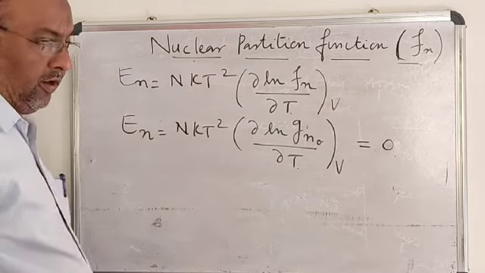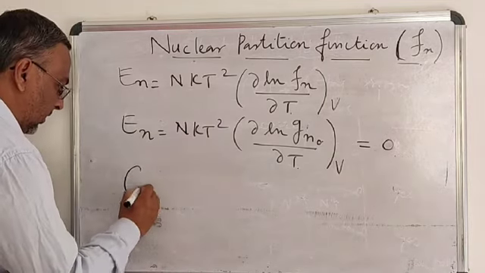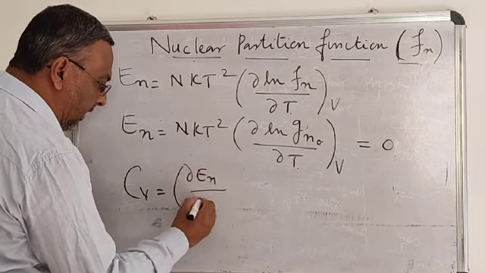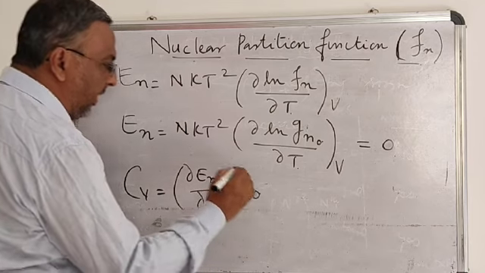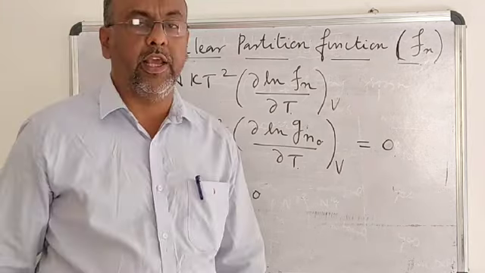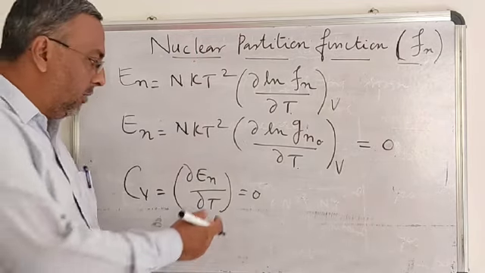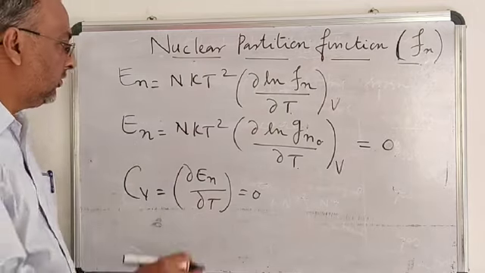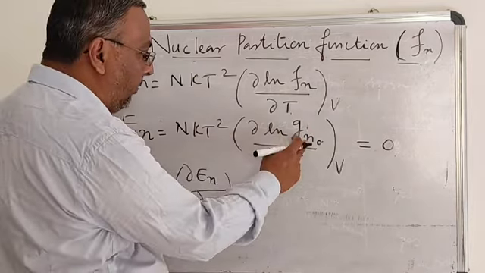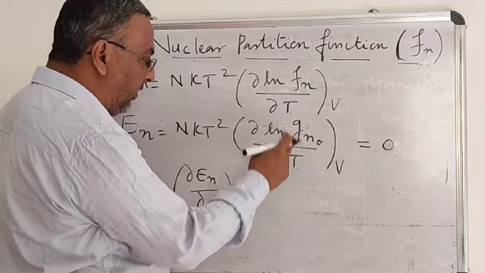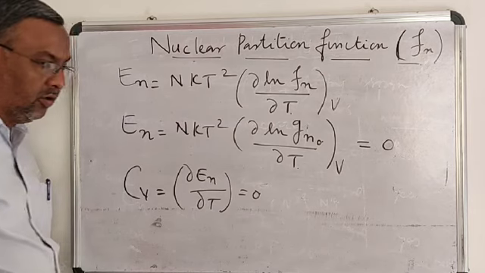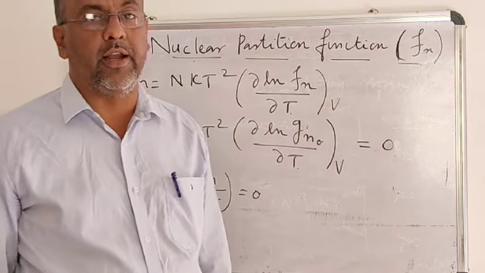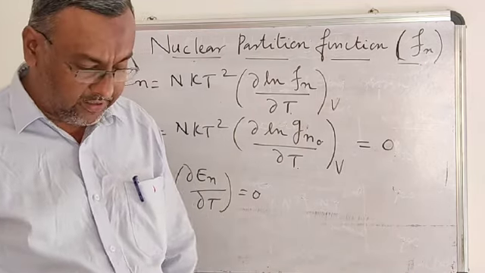Automatically we know what its contribution is towards the heat capacity of the gases; it will be equal to dou E_n divided by dou T, which will be equal to 0. So therefore, similar to the electronic partition function, the nuclear partition function contribution towards heat capacity will be almost 0, because the derivative of the degeneracy of the nucleus in the ground state with respect to temperature at constant volume will be equal to 0. This is about the nuclear partition function and its contribution towards heat capacity.